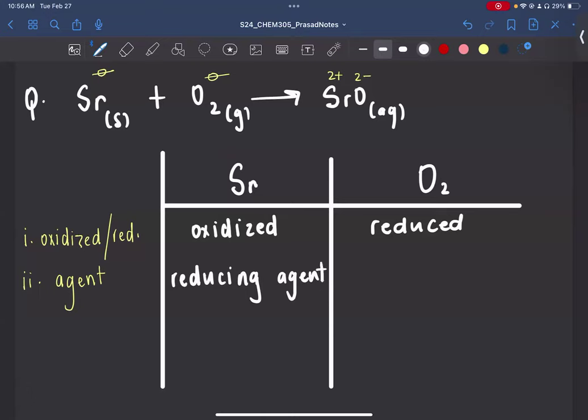Again, by process of elimination, therefore, this means the oxygen is the oxidizing agent. Hopefully, yes.